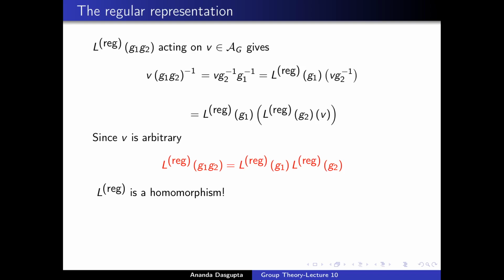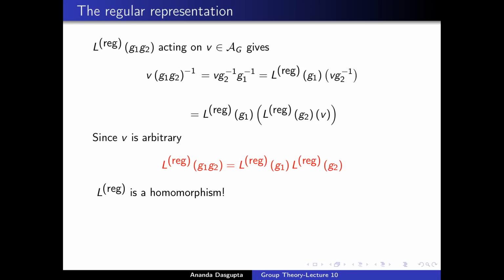Now, in case you were wondering, instead of using V g inverse as the rule for L-reg G acting on V, if we had actually started by saying L-reg G acting on V would give me Vg, then L-reg G1 G2 would not turn out to be L-reg G1 times L-reg G2. I would have got L-reg G1 G2 equals L-reg G2 L-reg G1. And because of this reversal in order in the product, this does not qualify as a homomorphism. This is of course why you don't define L-reg G acting on V as V times G. We define it as V times G inverse.